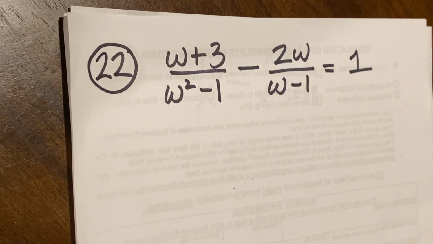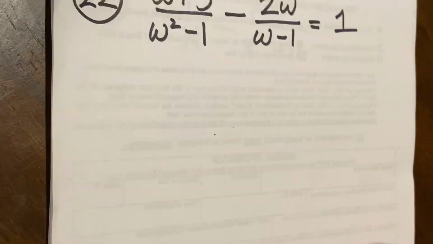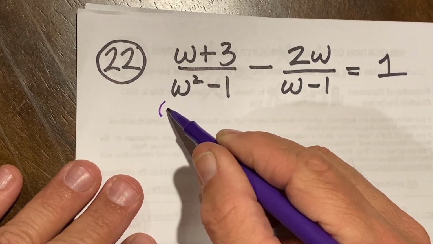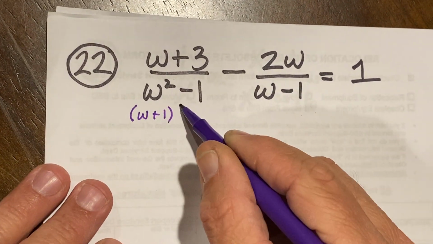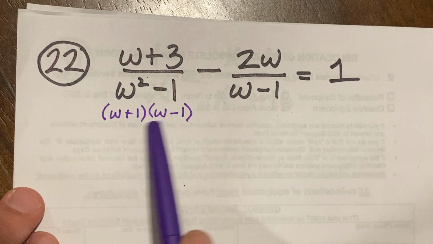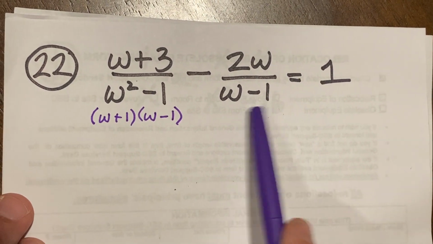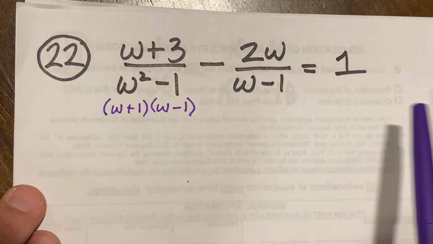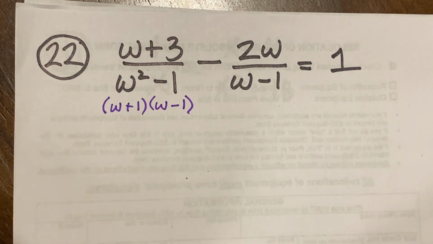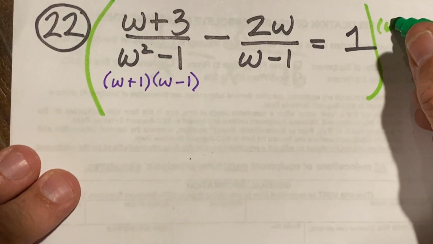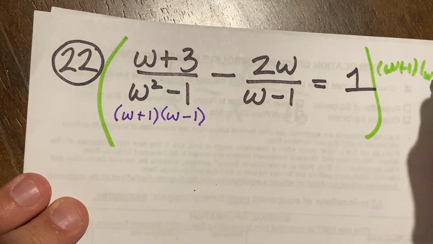Okay, so here's the deal. The first thing I want to do is factor this guy. Notice it's a difference of squares. So it's W plus 1, W minus 1, right? Oh my gosh, look. This guy includes a W minus 1. We don't need another one. This guy doesn't have anything in the denominator. So clearly, W plus 1 times W minus 1 is the least common multiple of all the denominators. So that's what I'm going to times everything by here. W plus 1, W minus 1.